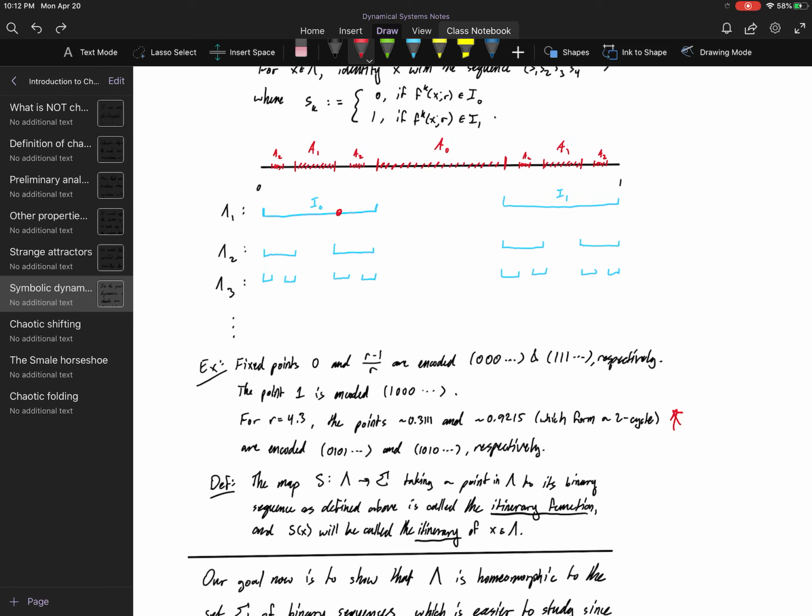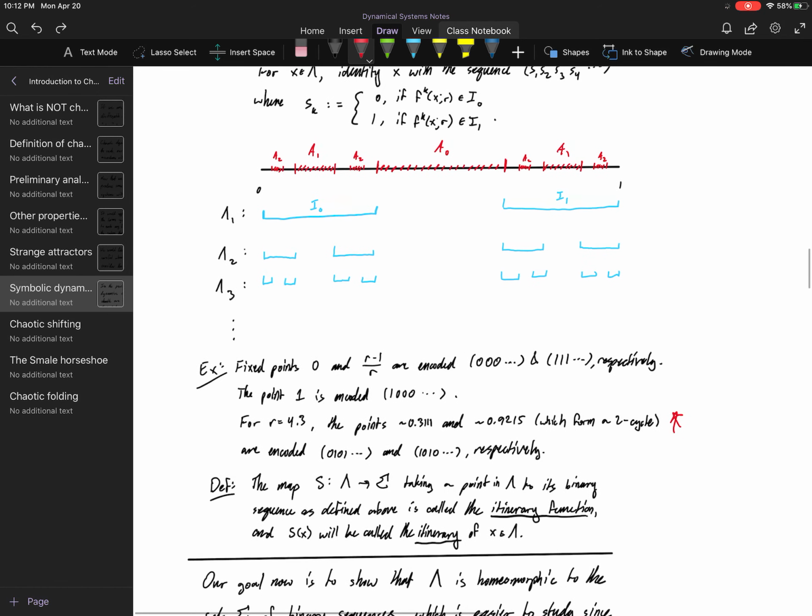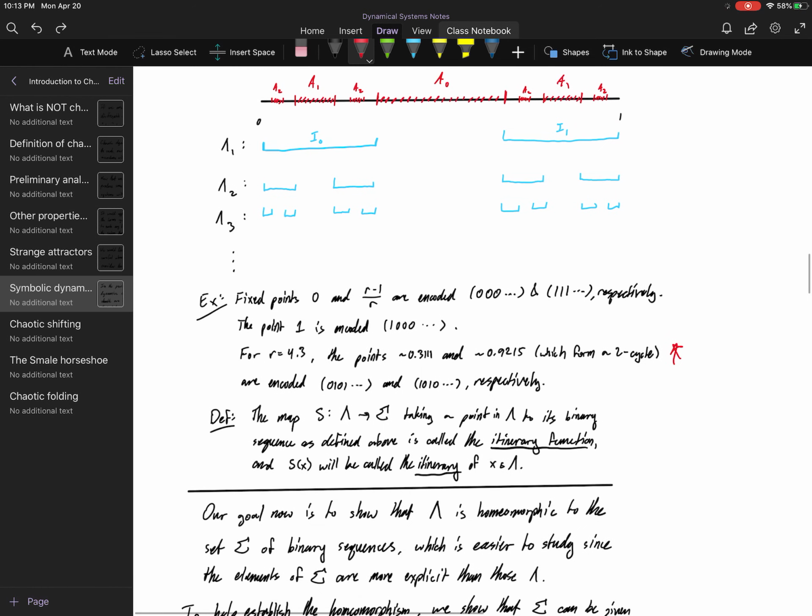And similarly, if we start on the I1 side with the 0.9215, then we start on the right side, and then we go back, and then we go back on the right side, and then we go back. So it flips back and forth between the 1 and the 0 side. But the point is, each point in this lambda set can be identified with such a sequence, which tells us which side of A0 it lands on at a given iteration of the map. And such a sequence is going to be called the itinerary of that point. We're just going to name it the itinerary.